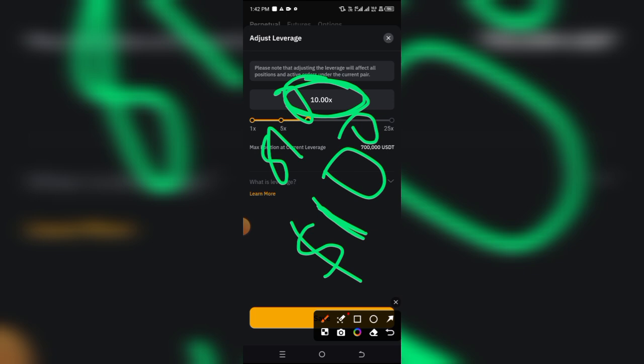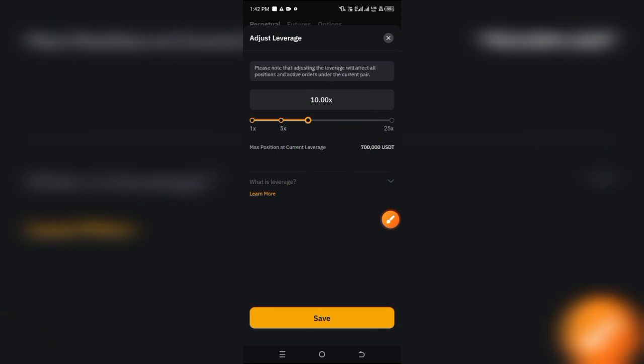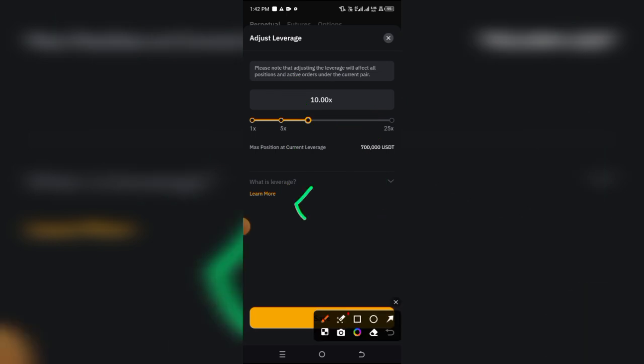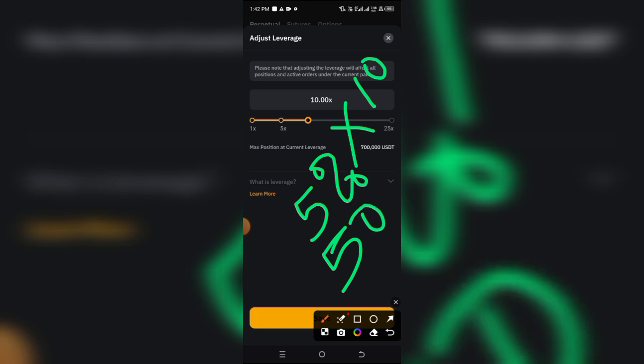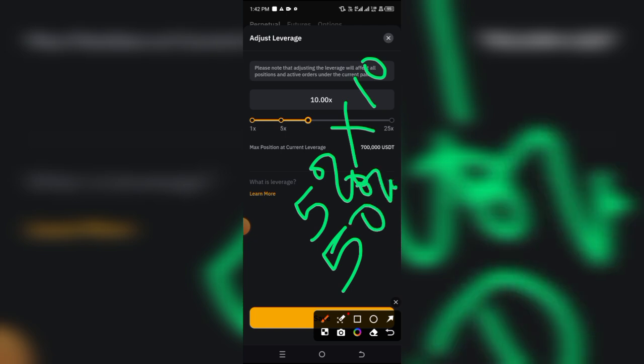Now, what is the advantage and disadvantage of this leverage? The advantage is, for instance, when you set a leverage of 10x, and the coin that you are placing a trade on moves 5%. If that coin moves by 5%, 5% times your leverage, which is 10, is automatically 50. So you are going to be getting 50% of your capital for just a 5% movement.